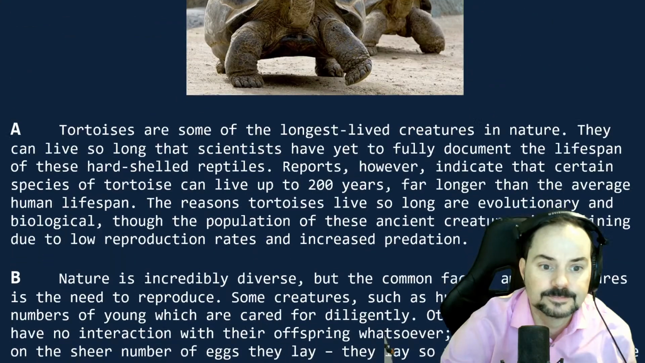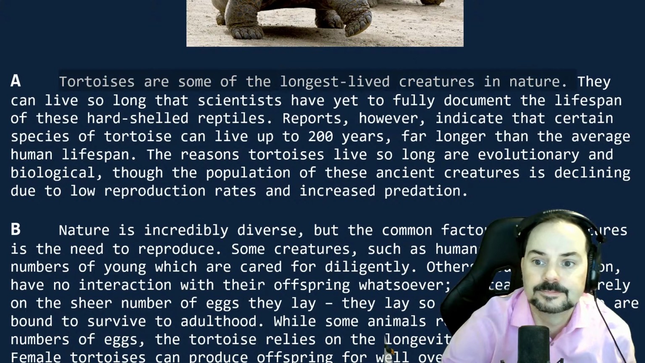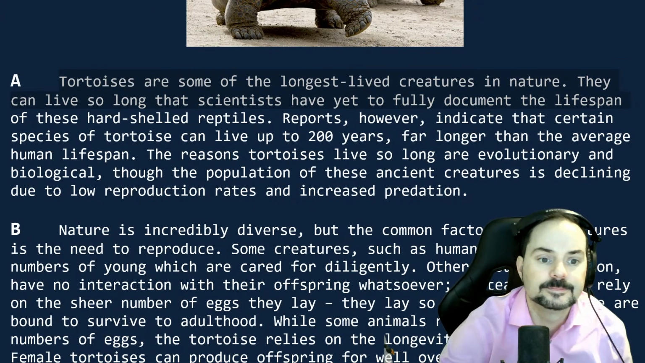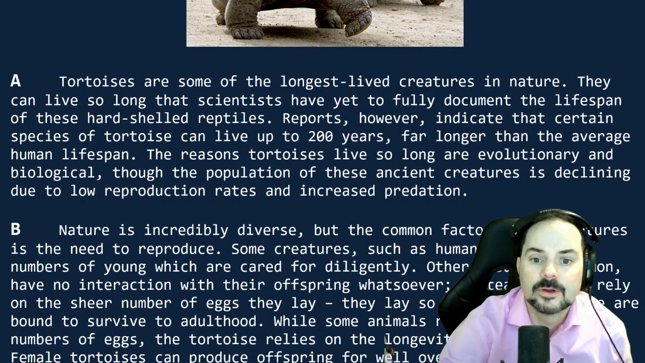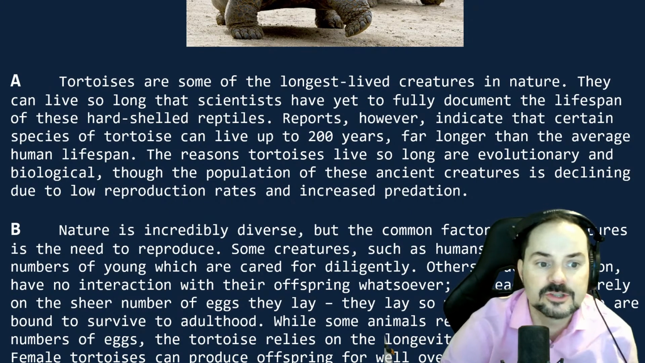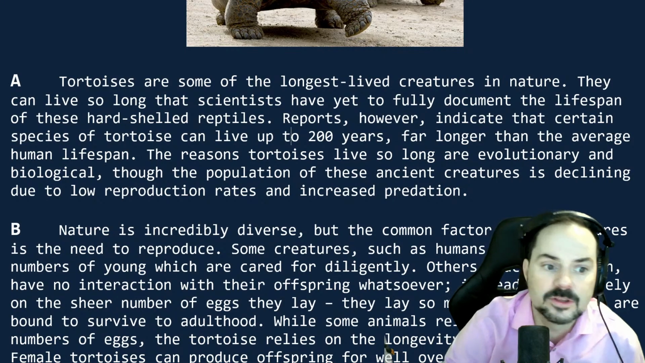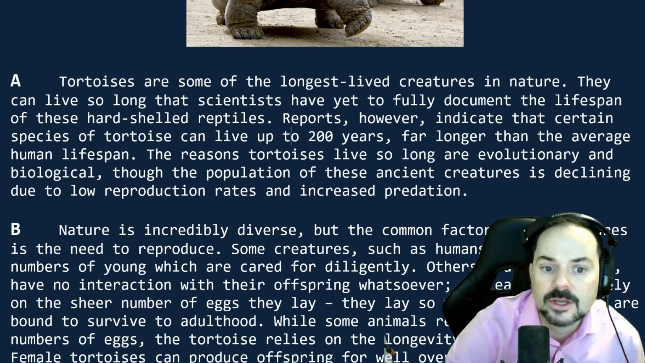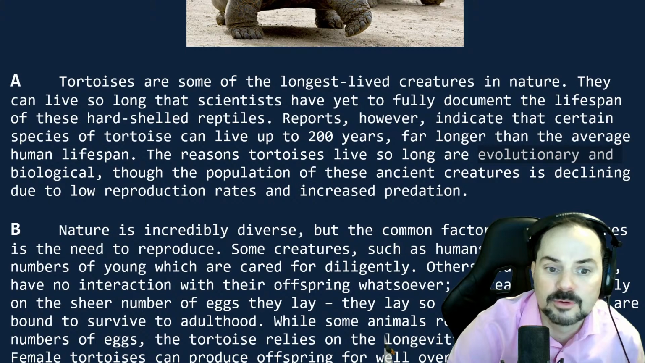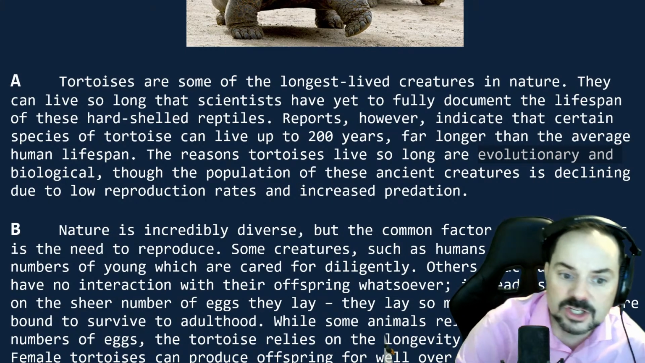Tortoises are some of the longest-lived creatures in nature. They can live so long that scientists have yet to fully document the lifespan of these hard-shelled reptiles. Reports, however, indicate that certain species of tortoise can live up to 200 years, far longer than the average human lifespan. The reasons tortoises live so long are evolutionary and biological, though the population of these ancient creatures is declining due to low reproduction rates and increased predation.